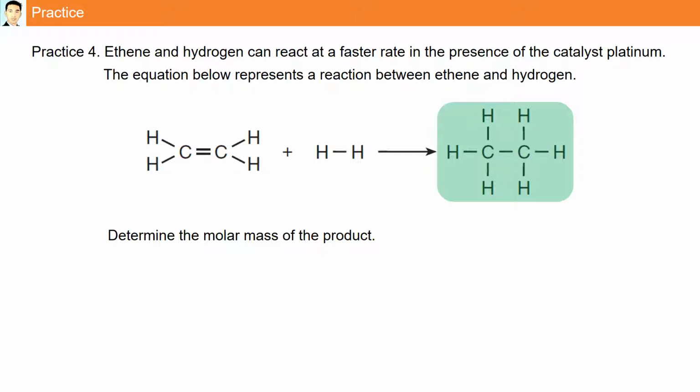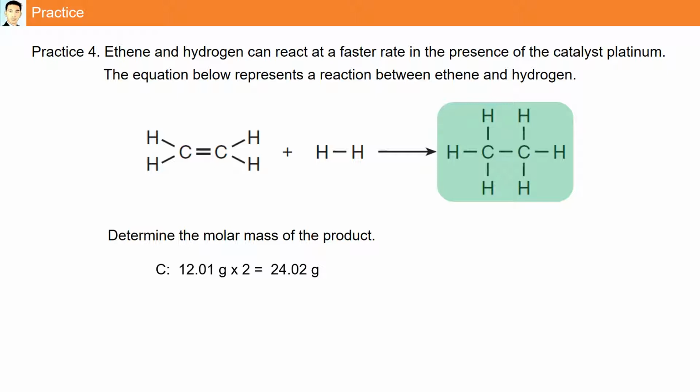So our product has 2 carbons and 6 hydrogen atoms. First, we tackle our carbon. The molar mass of a carbon atom is 12.01 grams. There are 2 carbon atoms, so we multiply it by 2, resulting in a mass of 24.02 grams.